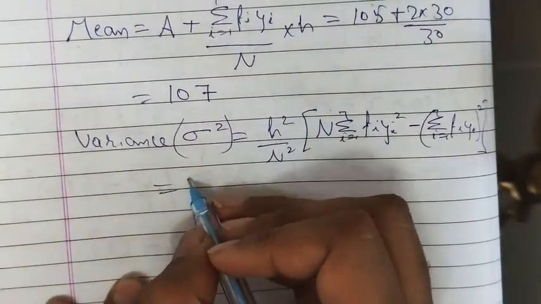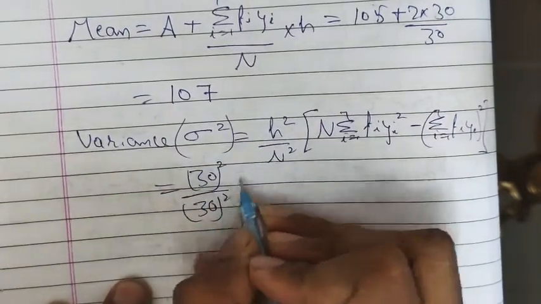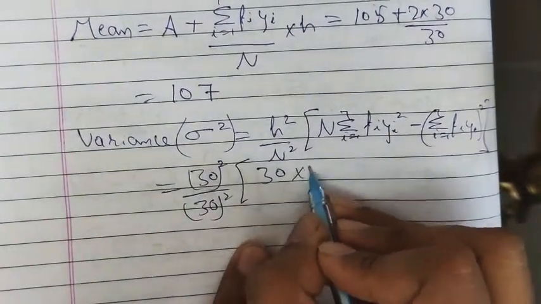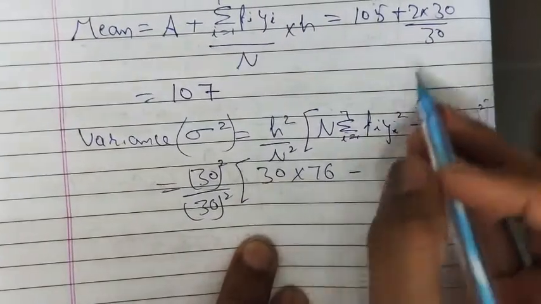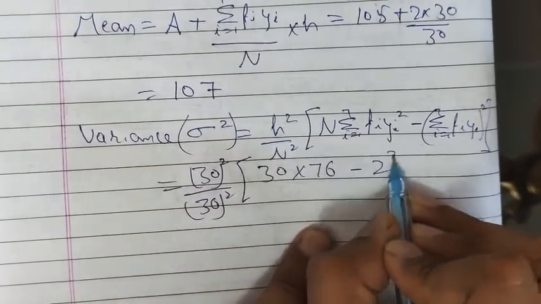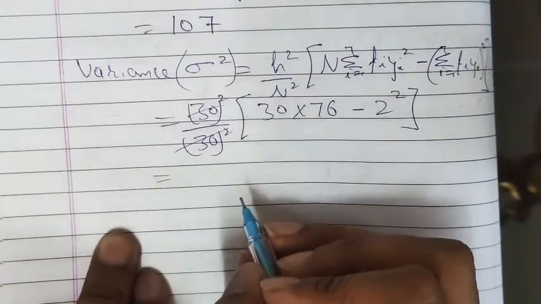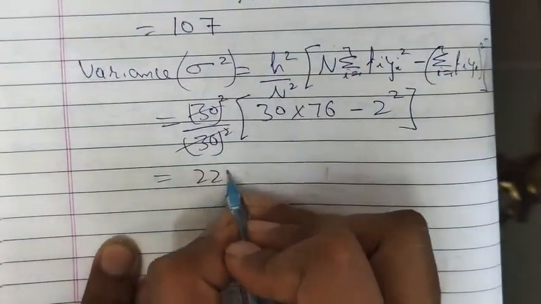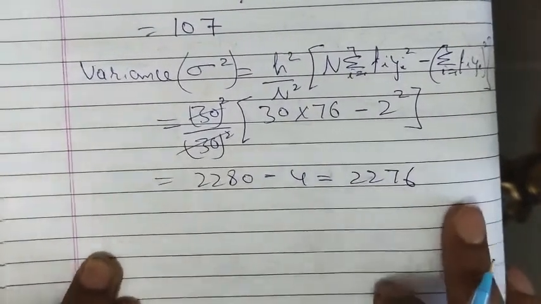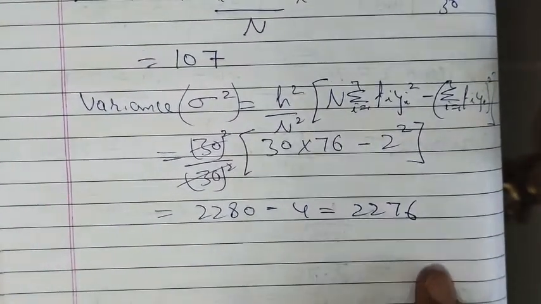So h square is 30 square, n square is 30 square, bracket n is 30 multiplied by 76, because this is 76, minus fi yi sum which is 2 square, right? So this will be cancelled. 30 multiplied by 76 is 2280 minus 4 which is 2276. So variance is 2276. If it asks for standard deviation, we would have taken a square root of it.